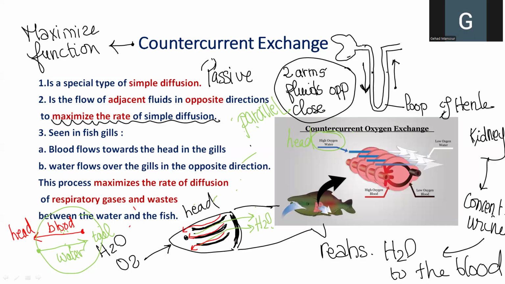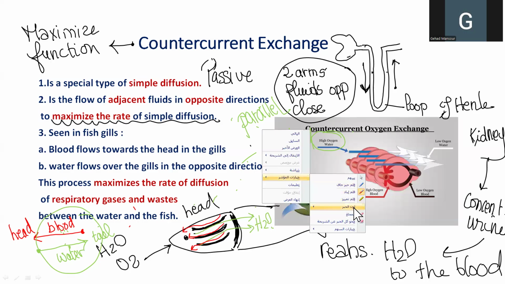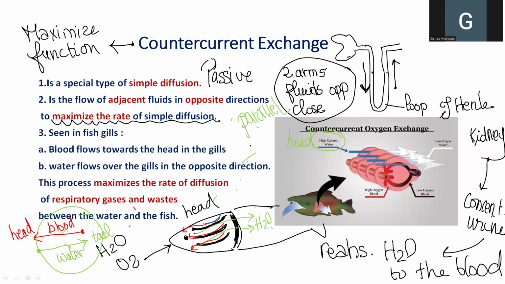And this blood that is coming towards the head, we had better draw it in blue, because it is blood that has a low oxygen content. It is deoxygenated blood coming from the tail. What's the importance of specifying this? The importance is that this blood coming from the tail to the head, carrying all the carbon dioxide, is deoxygenated, meaning that it is poor in oxygen, whereas the water that is entering comes from the water and is rich in oxygen.